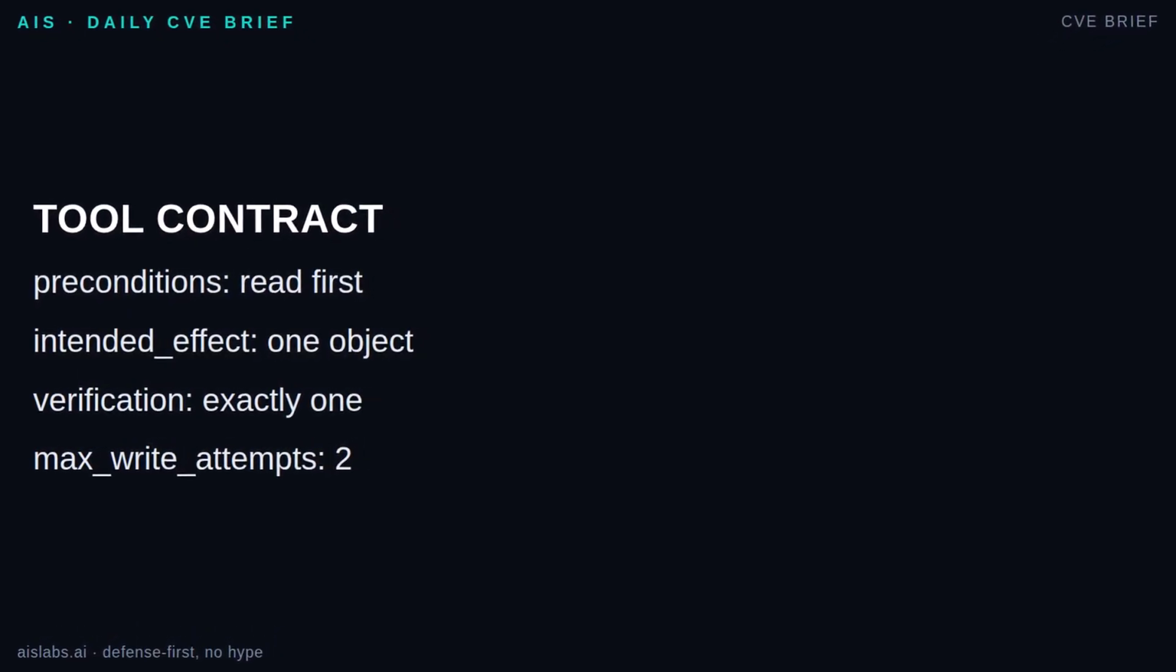The contract should name preconditions, intended effect, verification, and write budget. A practical JSON shape is preconditions, intended effect, verification, and max write attempts set to 2. The first attempt is the normal write. The second is only allowed after a read says the intended result is still absent. Every write must return a receipt: tool name, operation key, timestamp, request payload hash, and any remote ID if available.